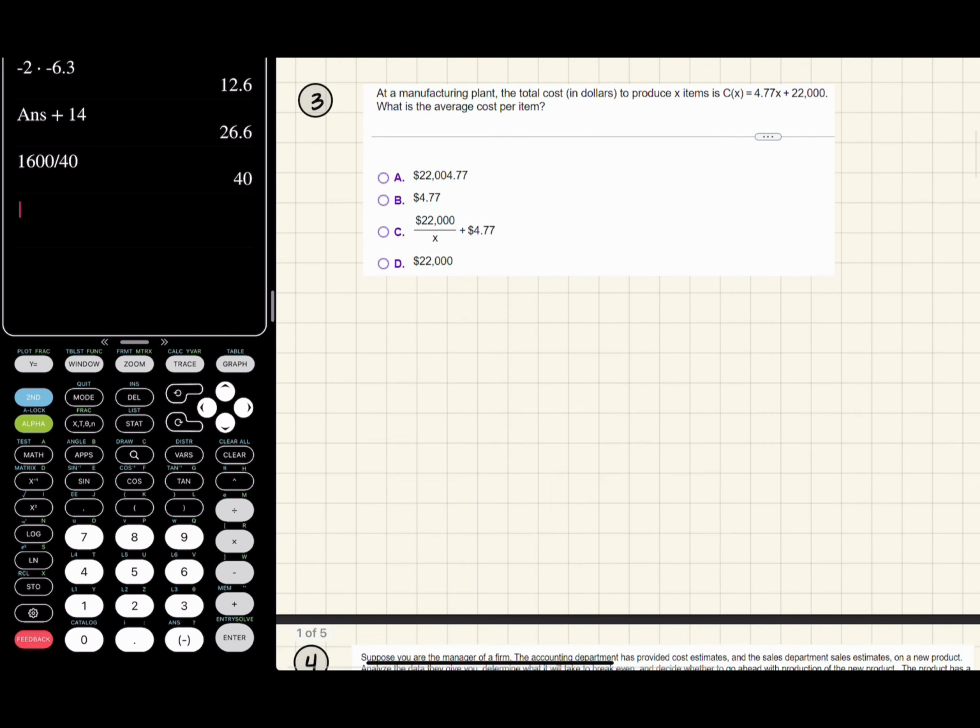All right, number 3, manufacturing plant. They give us a total cost to produce x items, and they want to know the average cost per item. Well, when you're trying to find average cost per item, I believe that's this here, the notation. Average cost is the total cost divided by the number of items produced. All right, so that's easy enough.